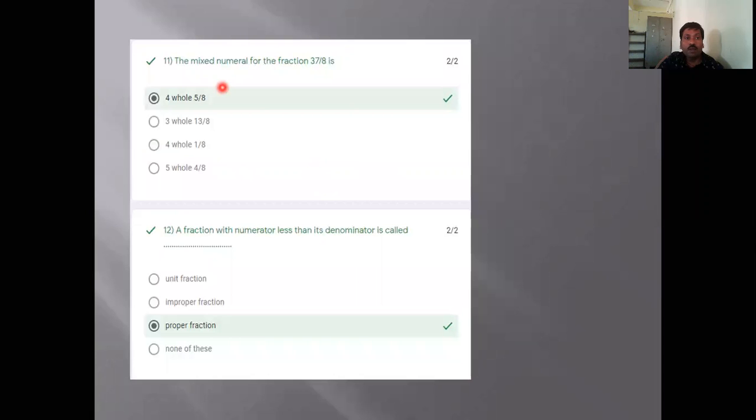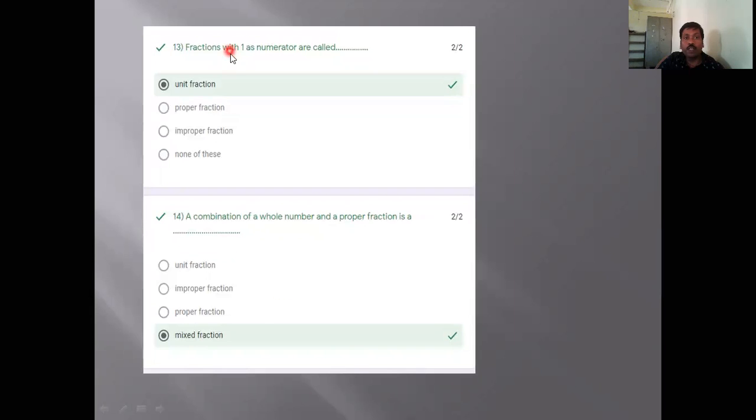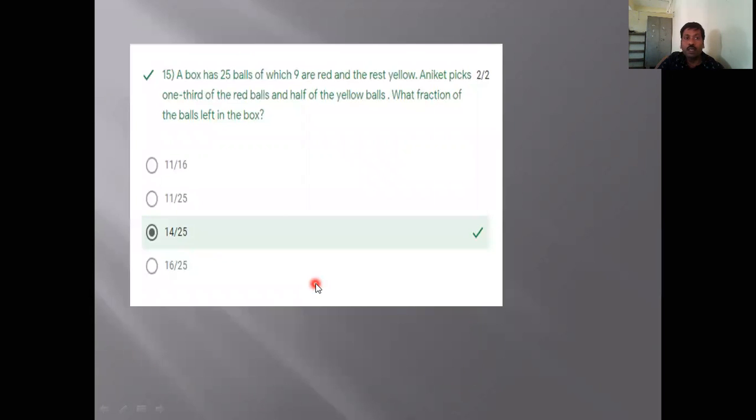And now, a fraction with the numerator less than its denominator is called a proper fraction. Yes, this is the definition of proper fractions. Now, a fraction with 1 as the numerator is called a unit fraction. A combination of a whole number and a proper fraction is called a mixed fraction. This is very simple.